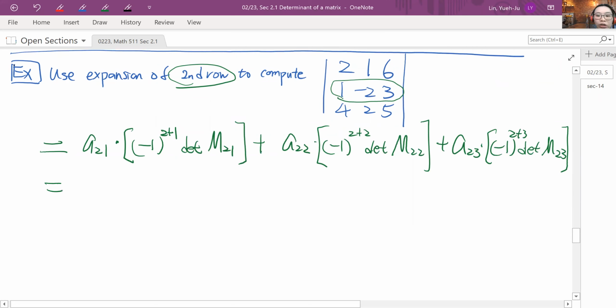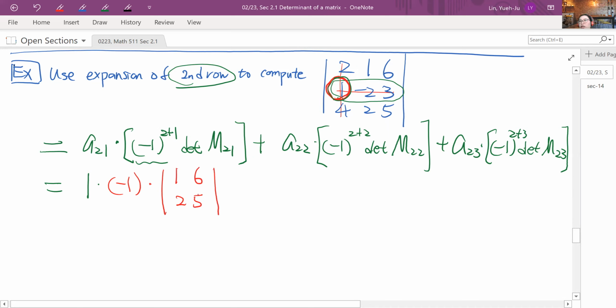So, what's A21? The first entry in the second row, that's 1. And you will see that now we do have an alternating sign as well. So you have minus 1 here, because it's minus 1 to the 3. And the determinant of M21: you take out the A21 entry, you cross out any row or column passing it. So the remaining 2 by 2 is 1625.